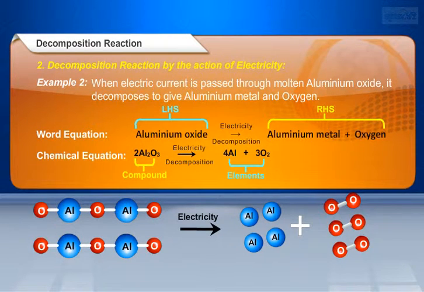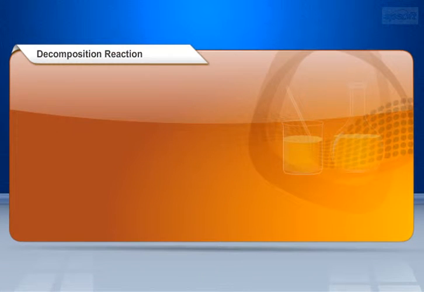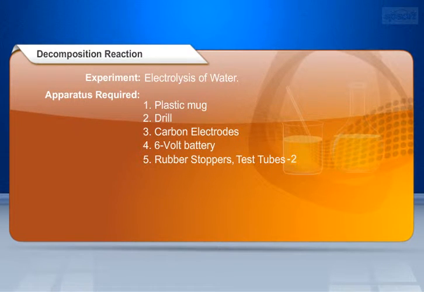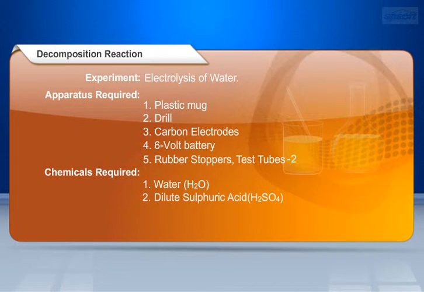The chemical equation is: in this reaction, a single compound, aluminium oxide, decomposes into two elements, aluminium metal and oxygen, by the action of electricity. Let us do an experiment to understand the decomposition reaction by the action of electricity, with electrolysis of water. We need the following apparatus for this experiment: plastic mug, drill, carbon electrodes, 6-volt battery, rubber stoppers, and 2 test tubes. The chemicals required are water and dilute sulfuric acid.